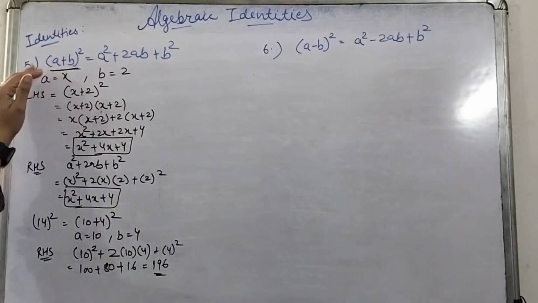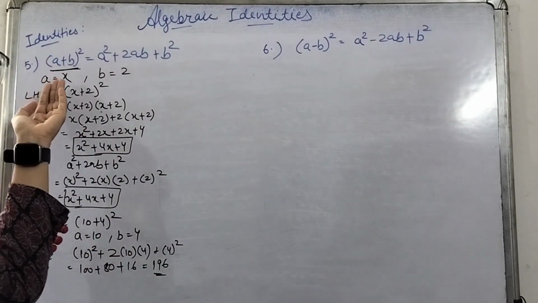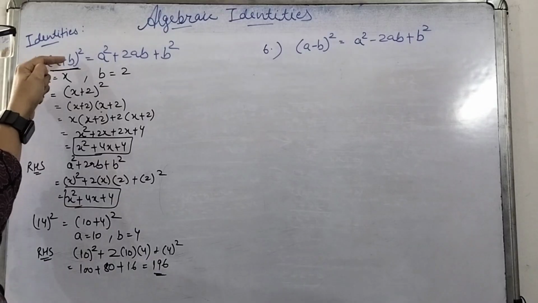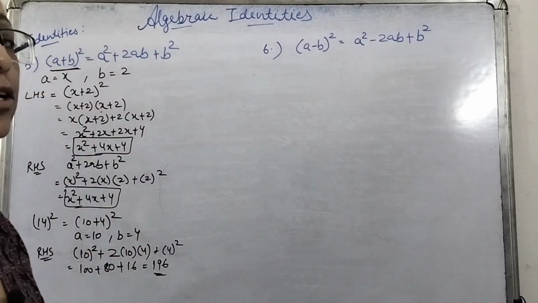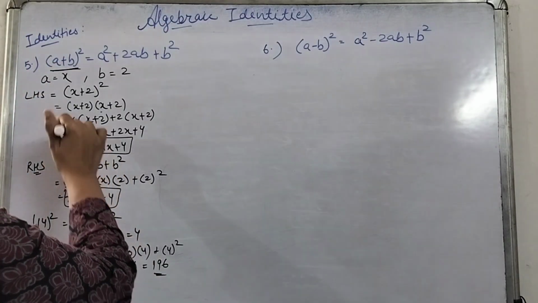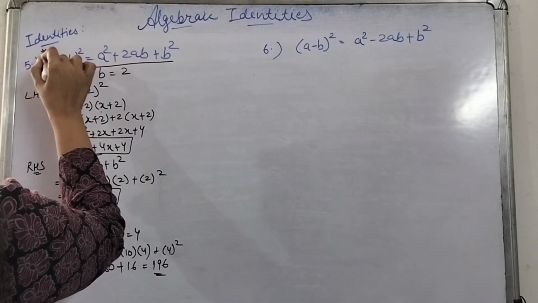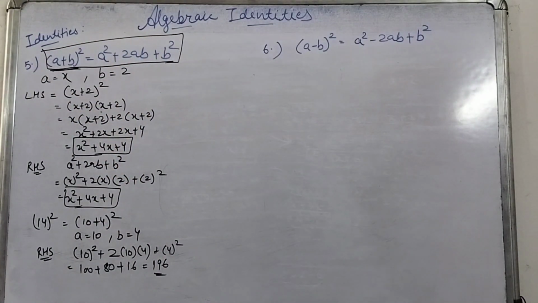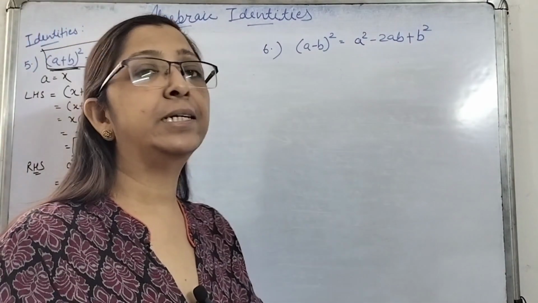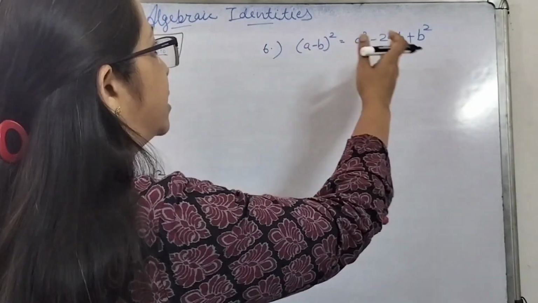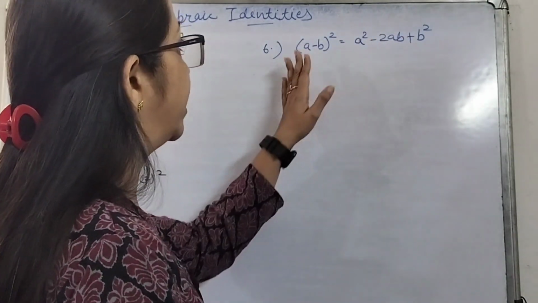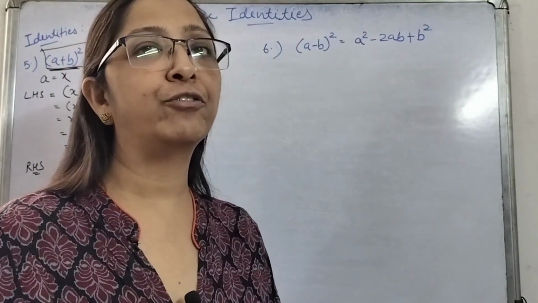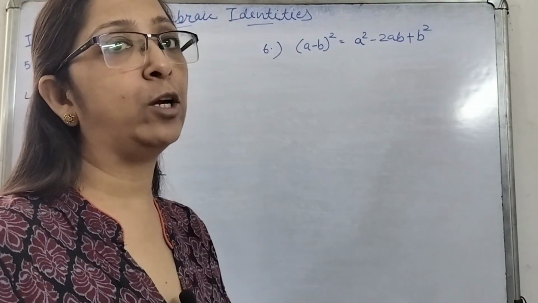So this is how we can replace a by any number or variable, and we can replace b by any number or any variable. If this is the case, directly instead of multiplying, we can use this identity and get the answer. Similarly, the next identity is (a minus b) whole square. Again, over here we can keep any value of a and any value of b.